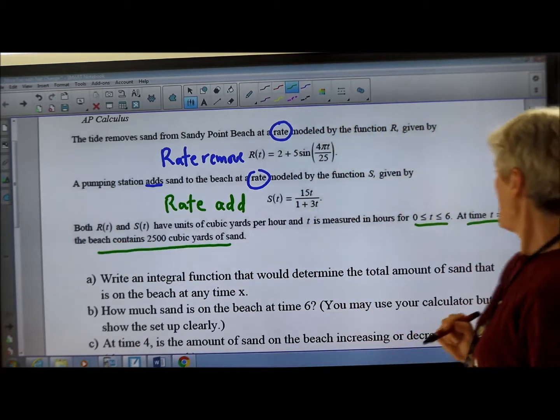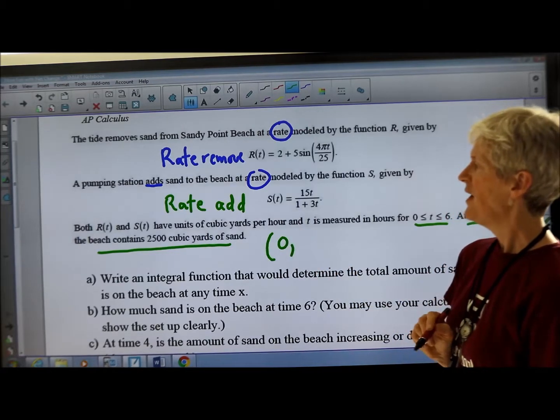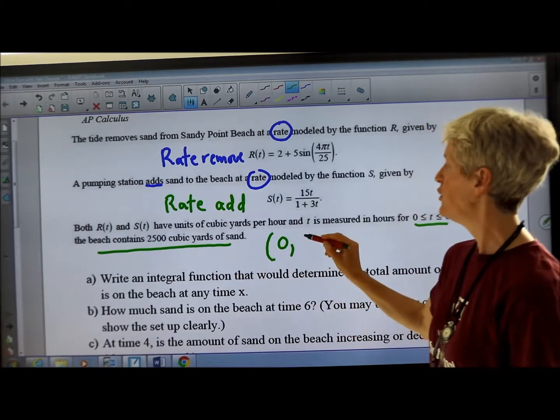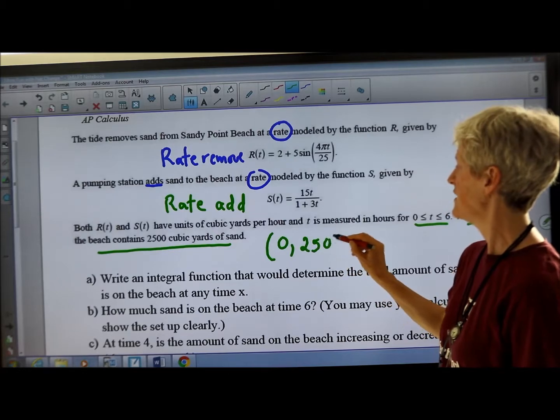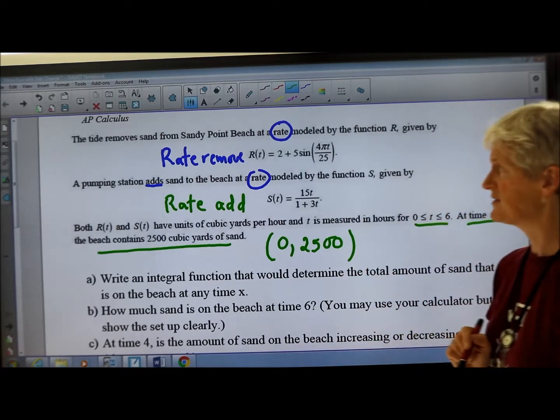And here is my initial condition. Very important. At time t equals 0, the beach contains 2,500 cubic yards of sand. Okay? That's my initial condition. That's going to be important as I go.